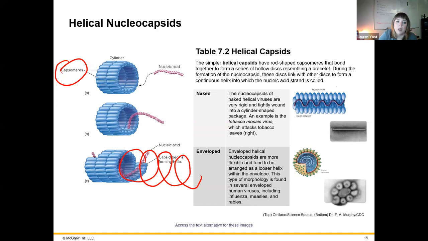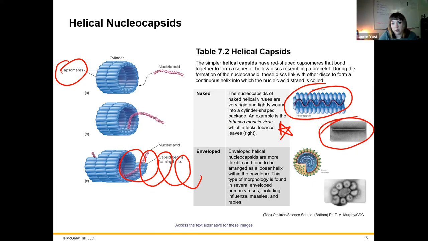Tobacco mosaic virus is their example here. They can be naked. They can be like a rod. That's exactly what's going on here. It's just a naked virus. It's a nucleocapsid. The enveloped versions can squiggle up inside of an envelope, so they're no longer necessarily rod shaped. They can be round, but they're squiggled up inside, all bent up, like if you shoved your shoelace into a tennis ball or something.